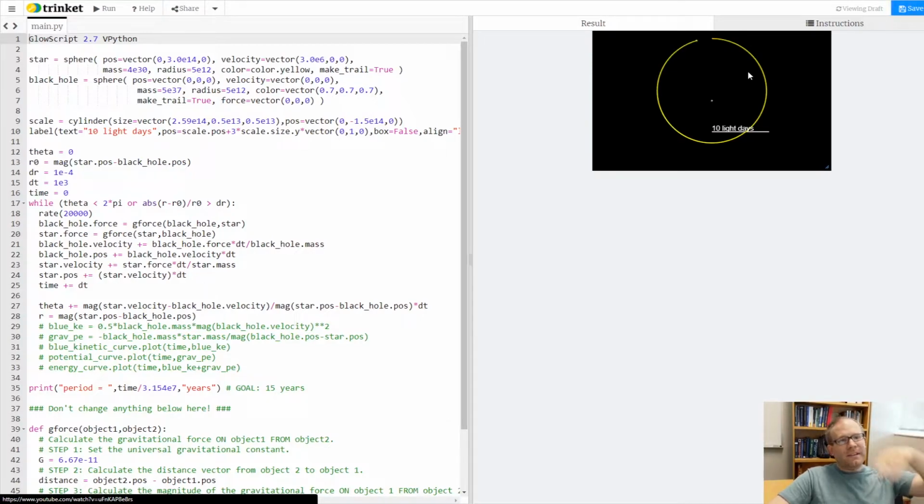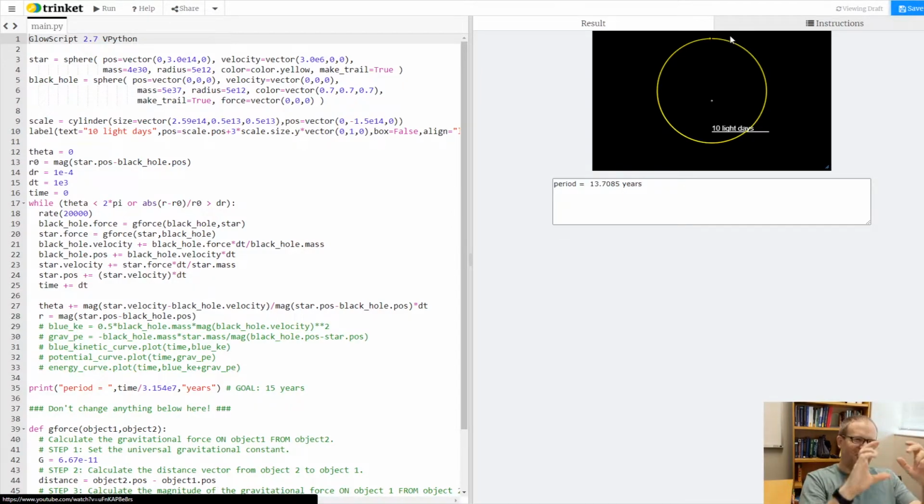It is making a nice complete revolution. It's not quite the same as the other one. It's a little bit short in terms of the orbital period, and the distance isn't quite right. It's not quite making that 10 light days.